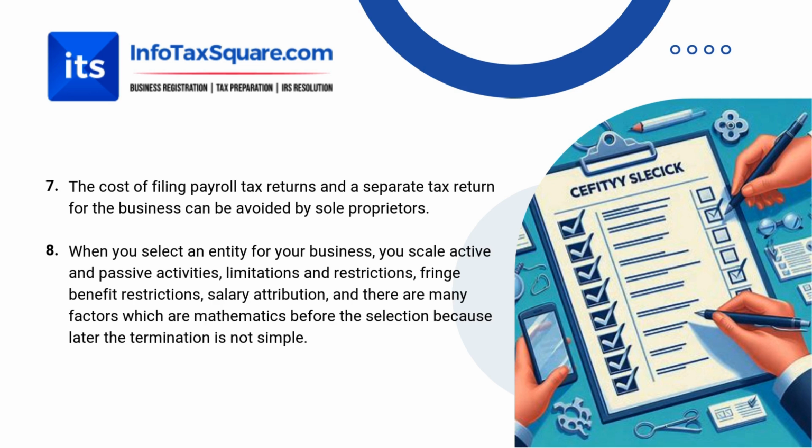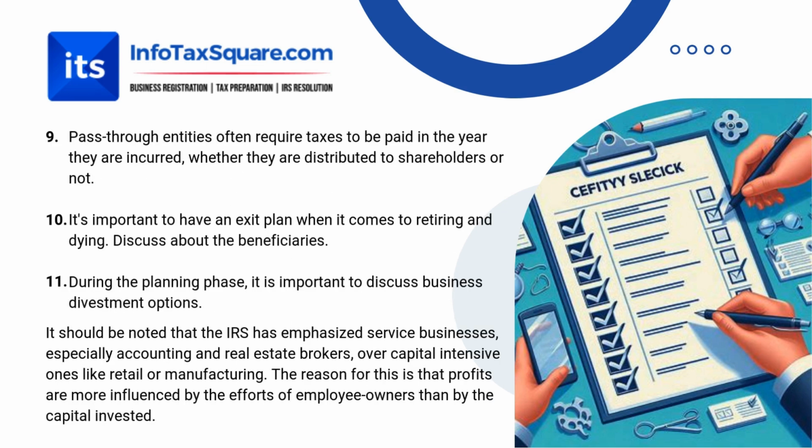Number 8. When you select an entity for your business, you scale active and passive activities, limitations and restrictions, fringe benefit restrictions, salary attribution, and there are many factors which are calculated before the selection, because later the termination is not simple. Number 9. Pass-through entities often require taxes to be paid in the year they are incurred, whether they are distributed to shareholders or not.